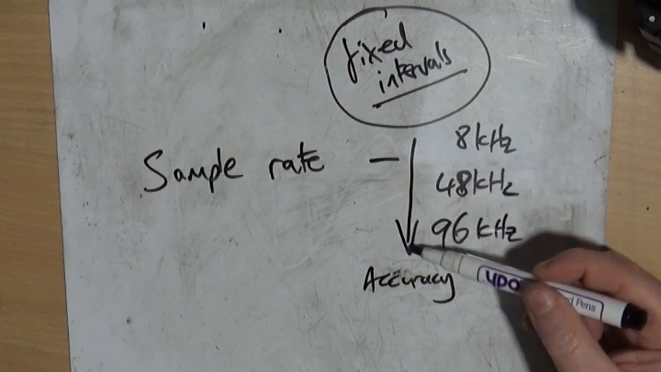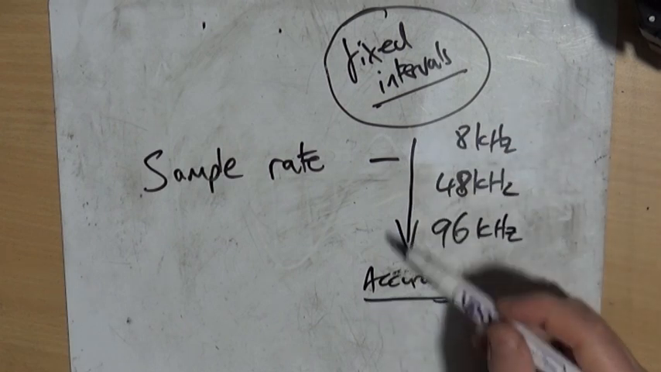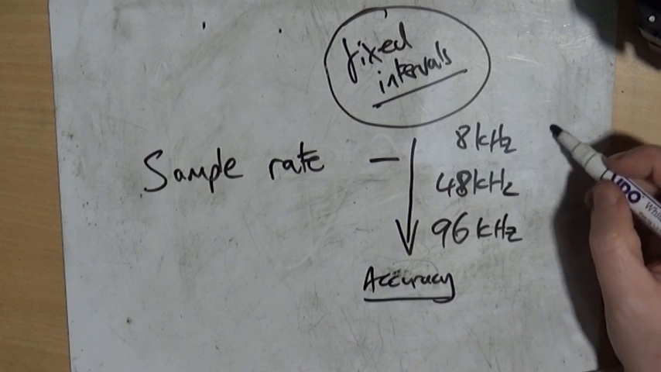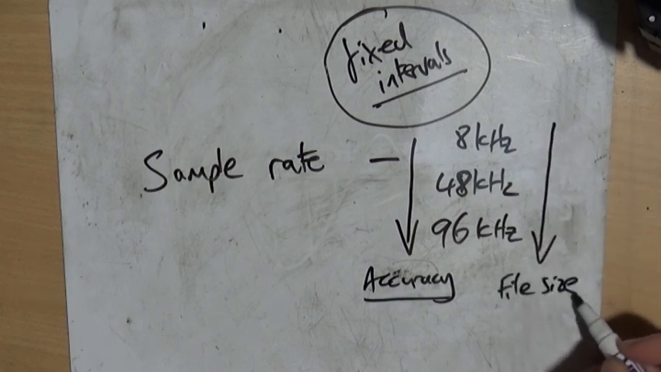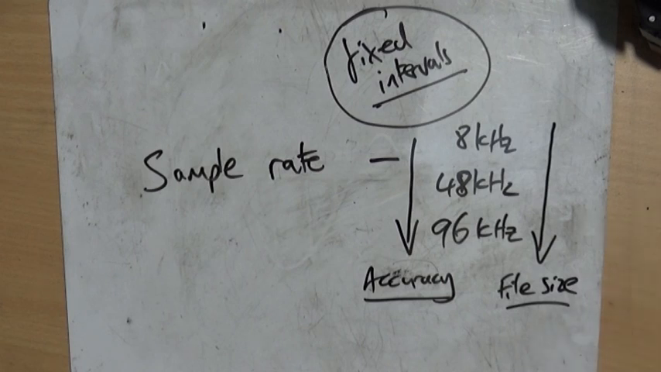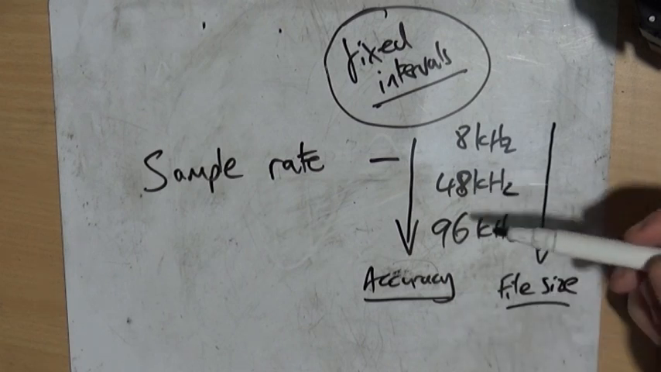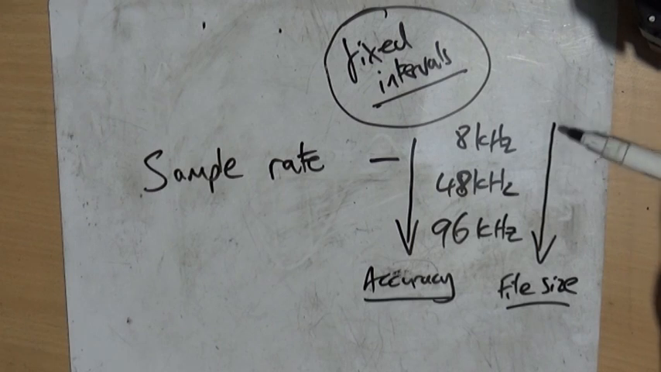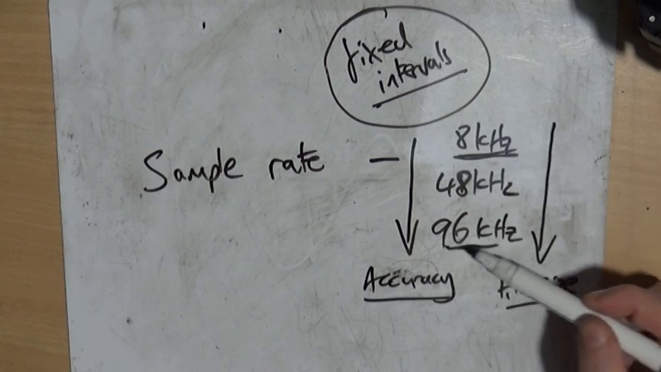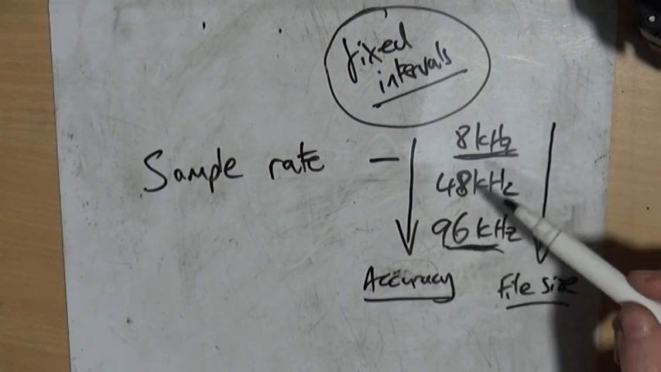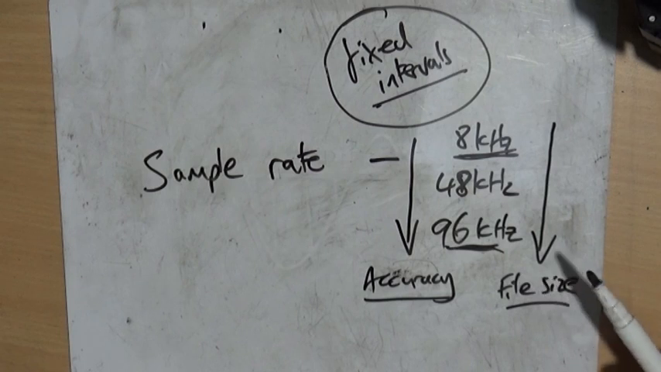As the sample rate increases, we get more accurate representations of the sound, but we also get a bigger file size because we're having to write down more samples per second. If we go the other way, we have less accuracy and a smaller file. This is perfectly decent for things like Skype and mobile phone calls. This is more what we want for high quality audio. And that's the most well-known factor that's going to affect the quality of your sound file.